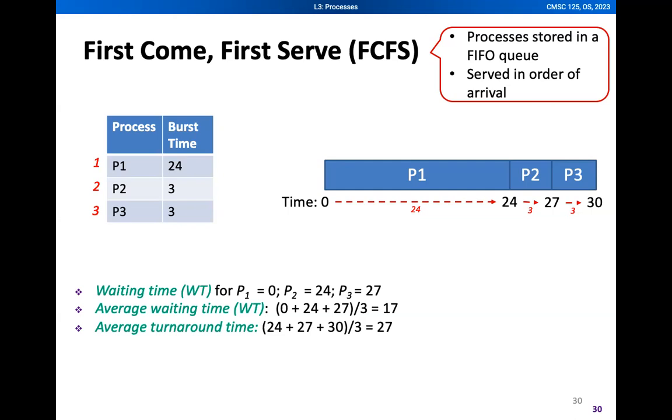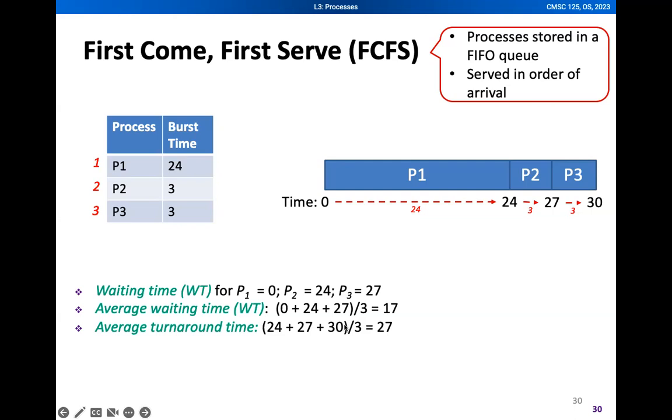Okay, so for P2, its turnaround time is 27, since it also arrived at time 0, and it finished its execution at the 27th millisecond. How about for the third process? The third process, or P3, also arrived at time 0 and finished its execution at the 30th millisecond. Okay, so that's why the turnaround time for P3 is also 30.